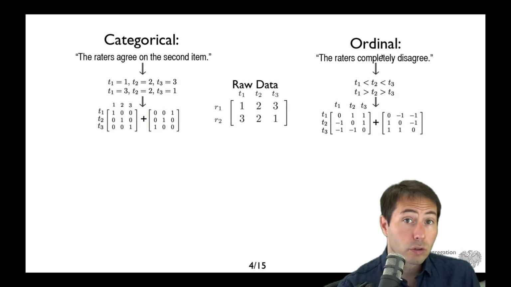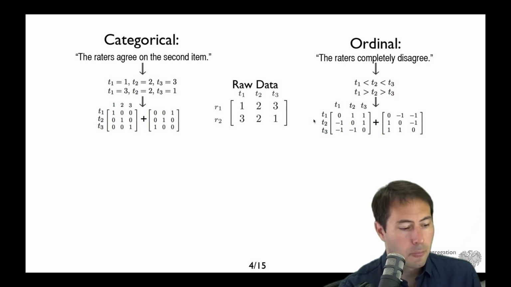Similarly, with an ordinal classification, what we're saying in this ordinal structure is that T1 is less than T2, right? The number 1 is less than 2, and T2, the number 2, is less than T3. And so now we put in a notion of, is T1 less than T1? Well, it's not. Is T1 less than T2? Yes, it is. Is T1 less than T3? Yes, it is.